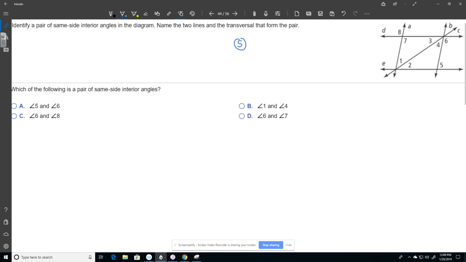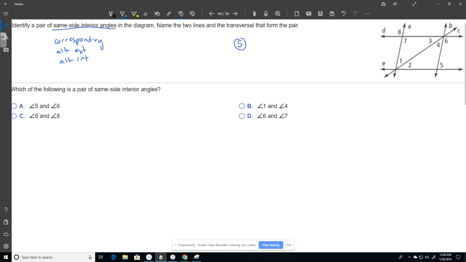Identify the pair of same side interior angles. So in the example, you need to know what same side interior angles are. But this question could also ask you to identify corresponding angles. It could also ask you to identify alternate exterior angles or alternate interior angles. So make sure you understand all 4. Don't just memorize this one, same side interior. You need to understand all 4.